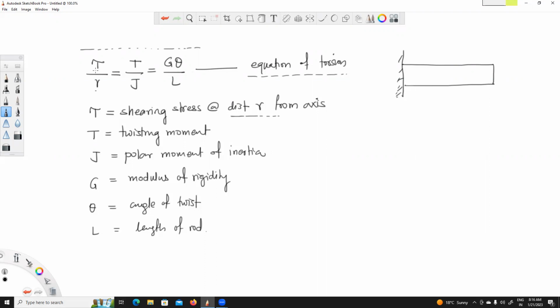This shearing stress tau would be maximum on the outer surface where r would be maximum, and it would be 0 on the axis, where we can see the symmetry. So this is about the torsion of a rod or torsion of a circular beam. In the next class, we'll study the torsional pendulum.